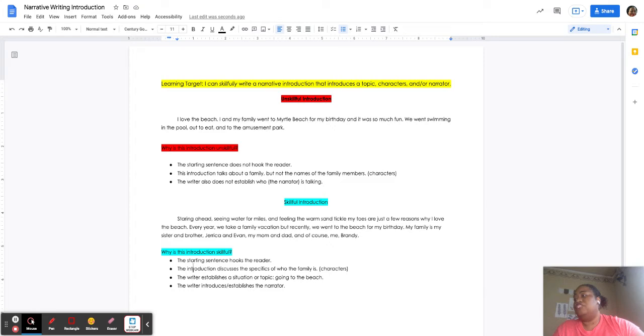Also, this introduction is skillful because it discusses the specifics of who the family is or the characters. It talks about who the family, their sister and brother, and the writer also establishes a situation or topic, which is going to the beach. And the writer did that skillfully as well. In the unskillful introduction, the writer did establish the beach. I just want to clear that. So that part was skillful, but the rest of it was unskillful.